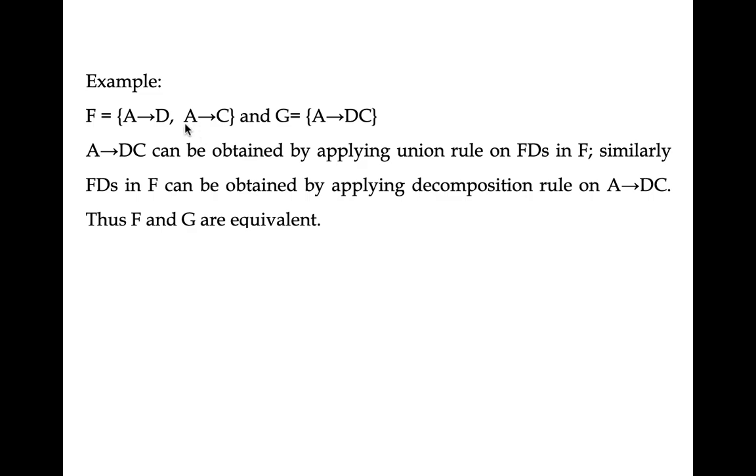So, using the dependencies in F, we get the dependency that is in G. So, we can say F and G are equivalent. A gives DC can be obtained by applying the union rule on the functional dependencies in F. Similarly, the functional dependencies in F can be obtained from G: G has A gives DC, so if we decompose this into two, A gives D and A gives C, those are the dependencies in F. So, we can say F and G are equivalent. That's when we say two sets of functional dependencies are equivalent.